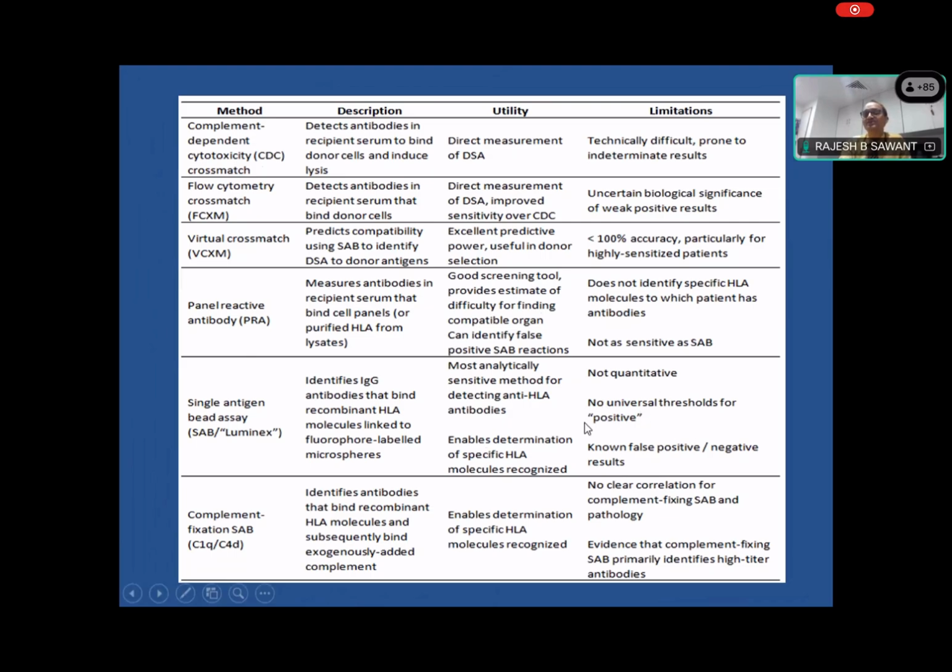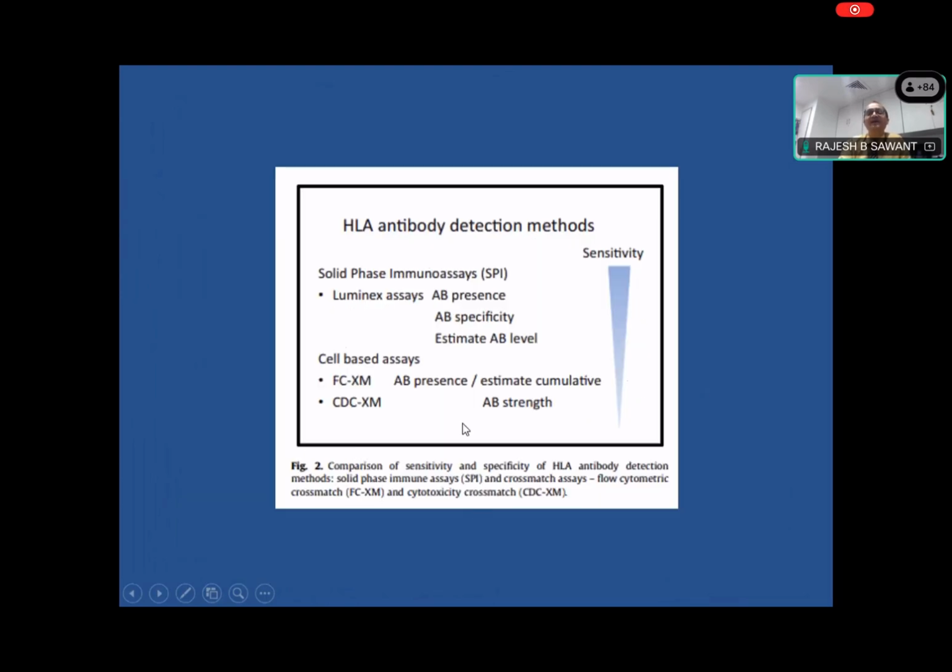Single bead assays, as I said, are the best because they will give you specific results, but there is no universal threshold for defining a positive assay in this case. And again, known false positive and false negative results are also possible. There are now kits available for complement fixation single bead assays also, like C1q and C4d assays. These are used to identify antibodies that can bind HLA molecules and subsequently exogenously added complement. Therefore, this will enable us to determine the specificity of the HLA molecule that is recognized. So these are the salient features of all the antibody testing mechanisms that we have currently.